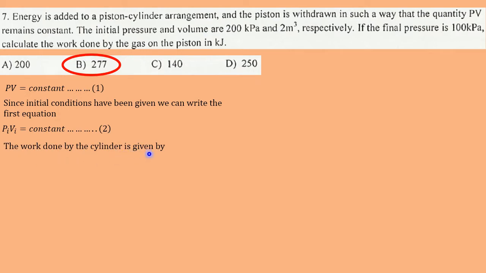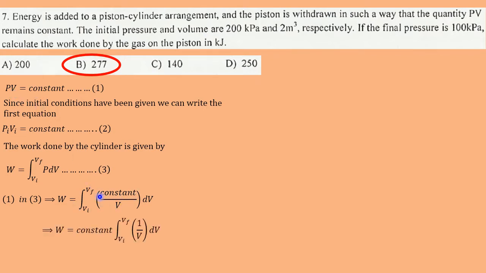Now, the work done by the cylinder is given by, you can recall from first principle, that the work is given by the integral from V initial to V final of P dV. Call that equation 3. Now, if we substitute 1 in 3, that is, if we make P the subject here, we're going to have constant over V. So we have that substituted in 3, and that's what we have here. Now, we'll take the constant out of the integral, and that gives us W equals constant times the integral from Vi to Vf of 1 over V dV.